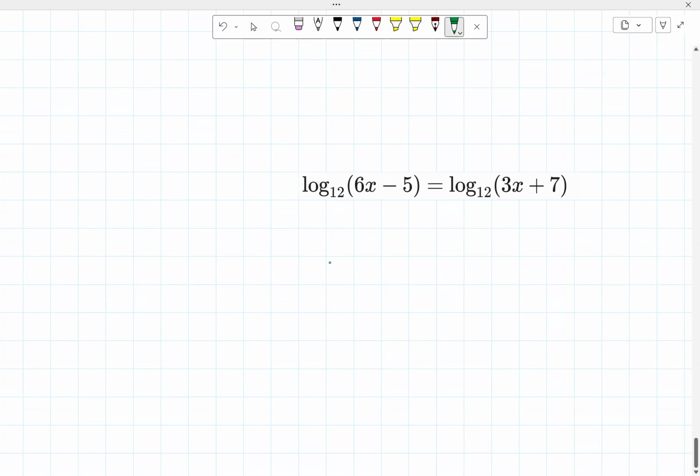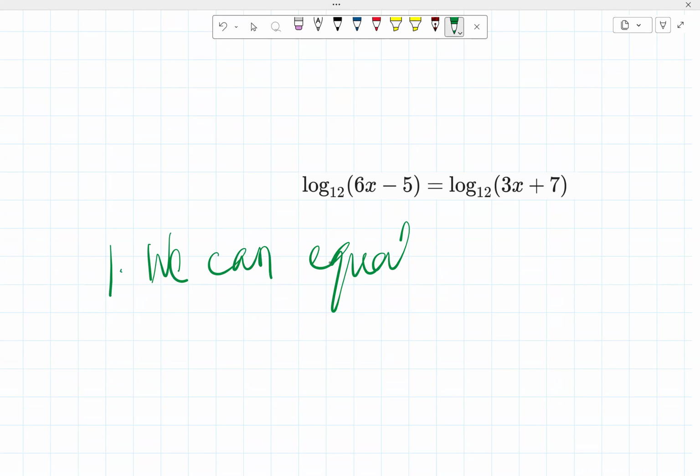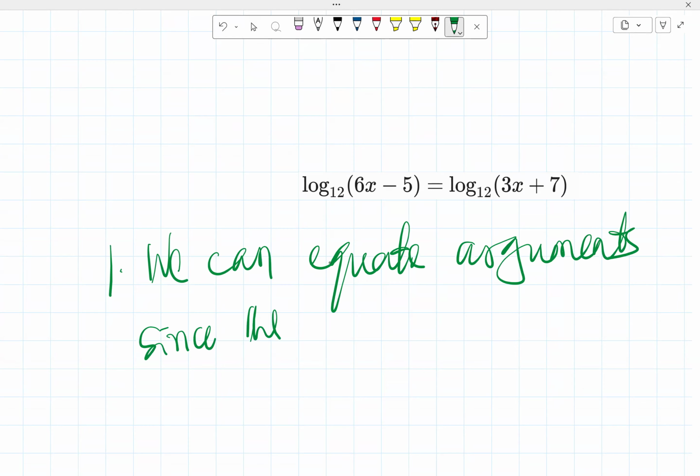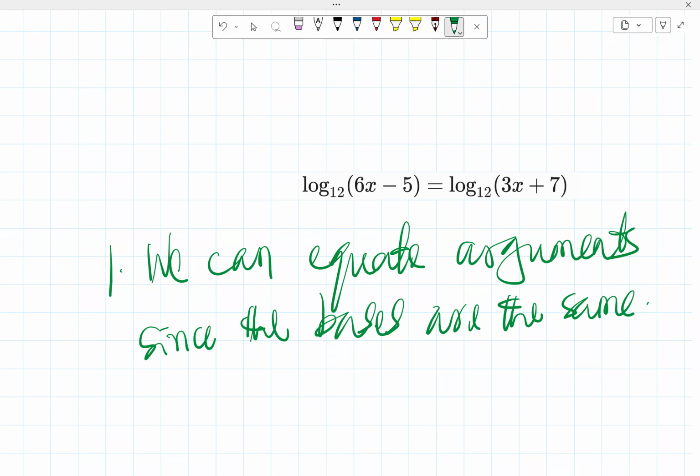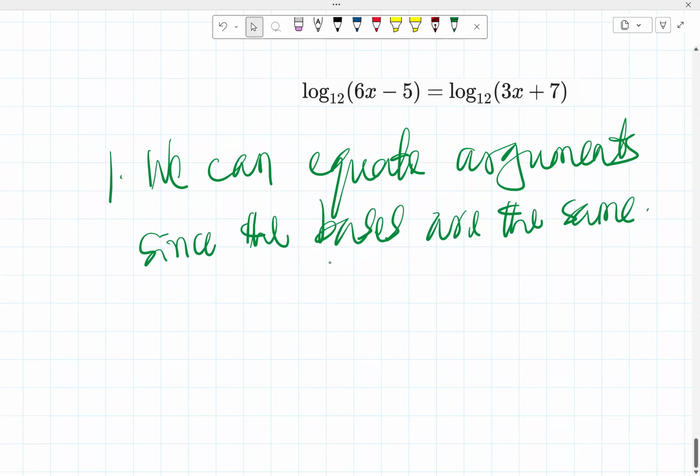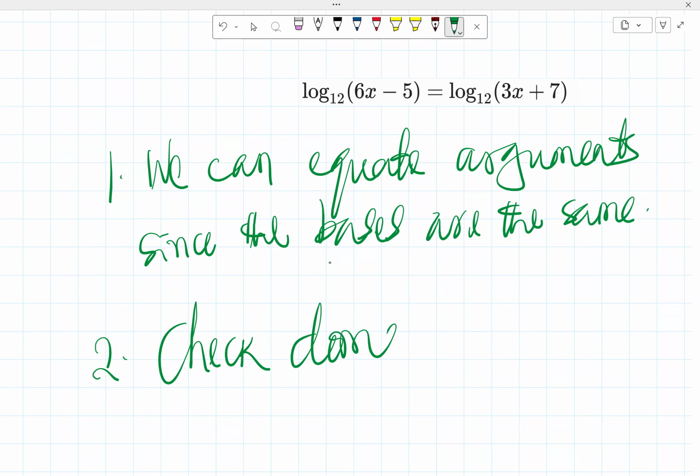Clearly, number one, we can equate arguments since the bases are the same. They're both base 12, so we can equate arguments. That's settled. That's the first thing we want to establish. Second thing is we want to check domain restrictions.